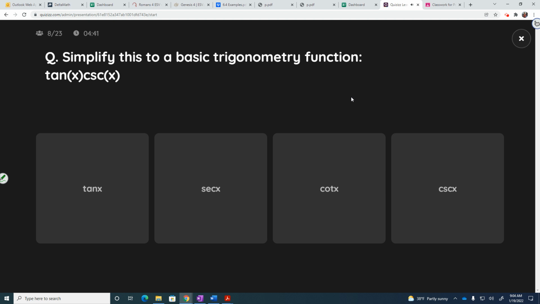Replace both of those in terms of sines and cosines. Sine over cosine times 1 over sine. There, cancellation. We have 1 over cosine, and that's equal to 1 of these. Then what is 1 over cosine equivalent to? That's one of our reciprocal identities, which is secant.